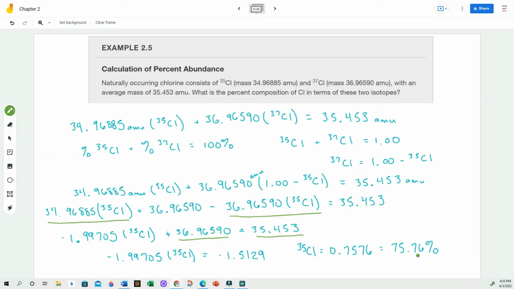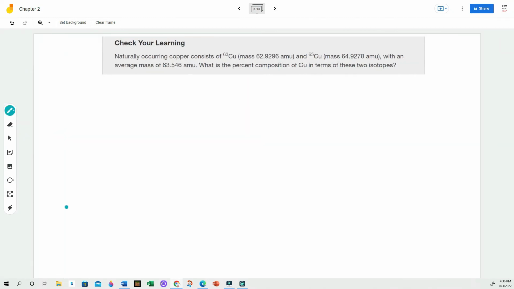So I know my percentage for chlorine 35 is 75.76% plus my percentage for chlorine 37, and that equals 100%. So therefore, the percent of chlorine 37 is equal to 24.24%. I know this problem maybe seemed daunting at first, and the key thing to remember here is that you know more information than you think, and specifically you know that these two isotopes must add up to be 100%.